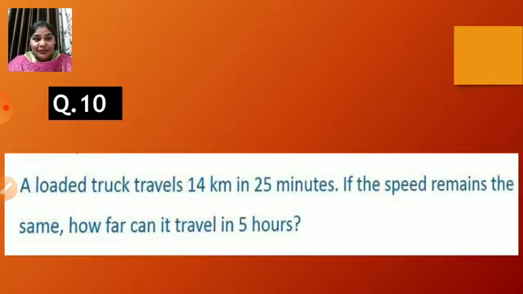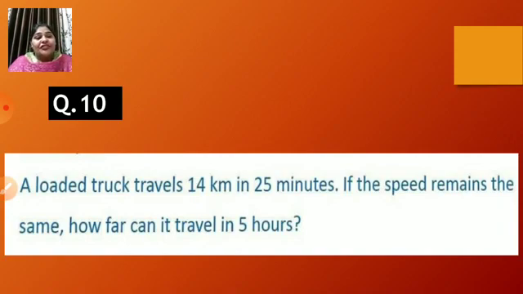Let us see the next one, that is question number 10. A loaded truck travels 14 kilometers in 25 minutes. If the speed remains the same, how far can it travel in 5 hours? Now, first pay attention, children. In the previous one, it is given minutes. So, let us keep all the quantities in minutes. Okay, so 5 hours also we will convert it into minutes.